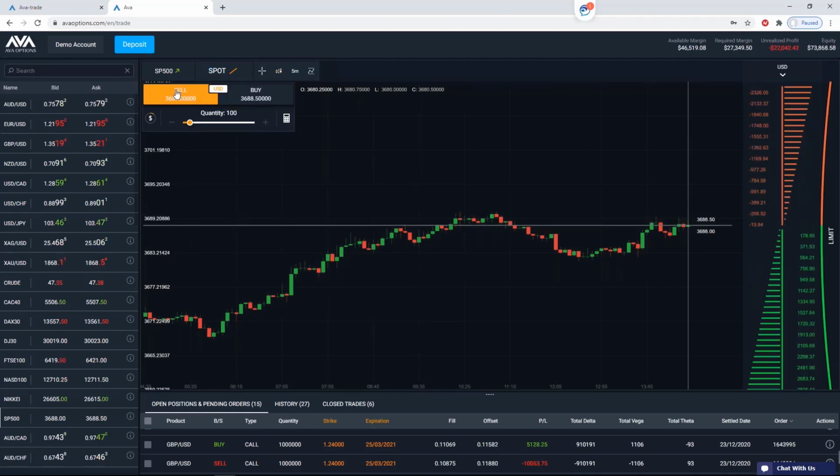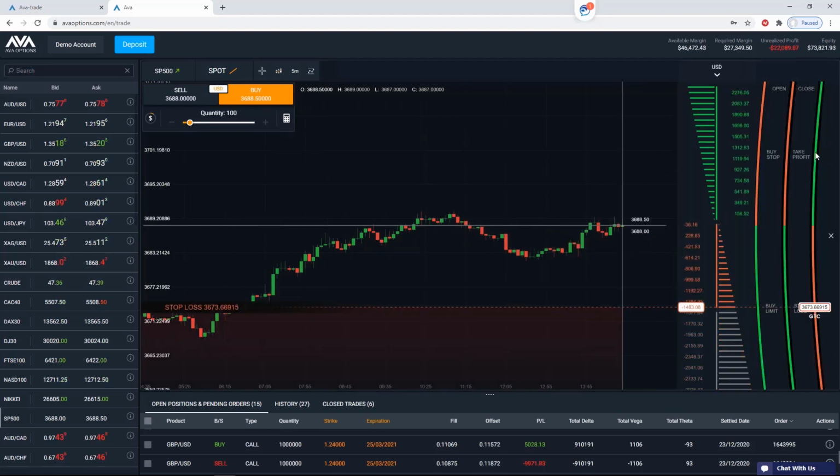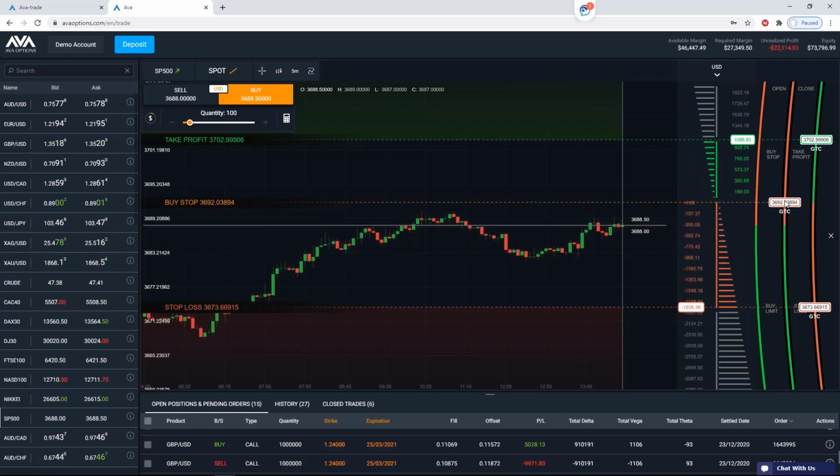You can buy it or you can sell it, and you can again put limit orders, entry limit orders, as well as closing limit orders. You can see the P&L, sorry, in price or in dollars.